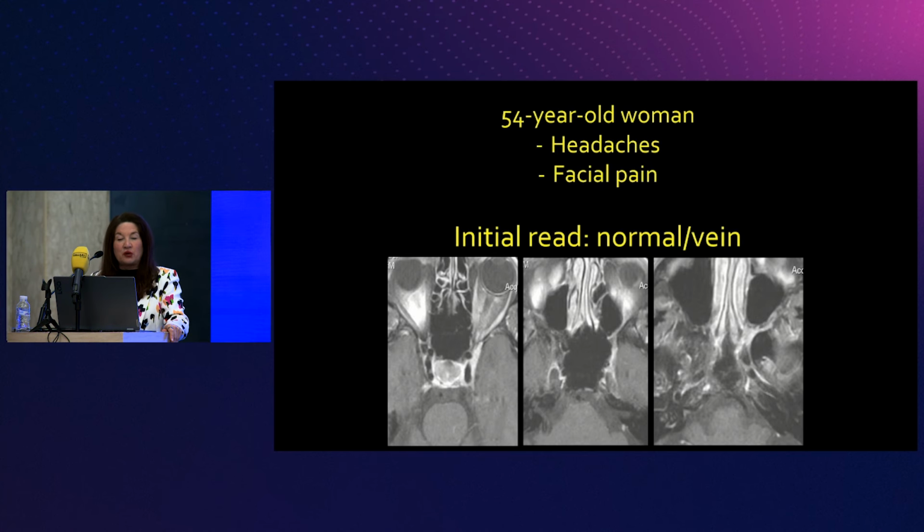So here's a 54-year-old woman that had headaches and facial pain. This was the initial read. It was read as normal. Okay, it's not normal. There's something in the cavernous sinus, there's something in foramen rotundum, and there's something in foramen ovale. It was read as normal, headaches and facial pain.